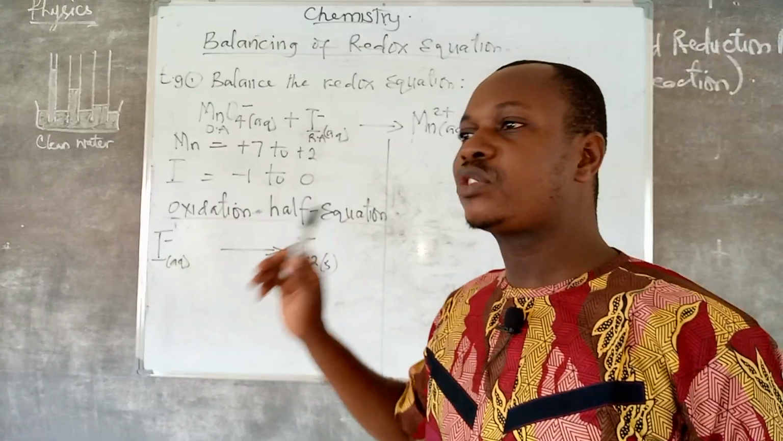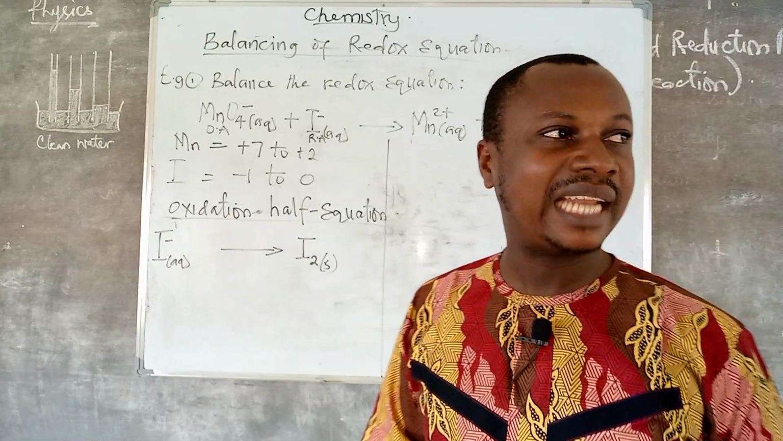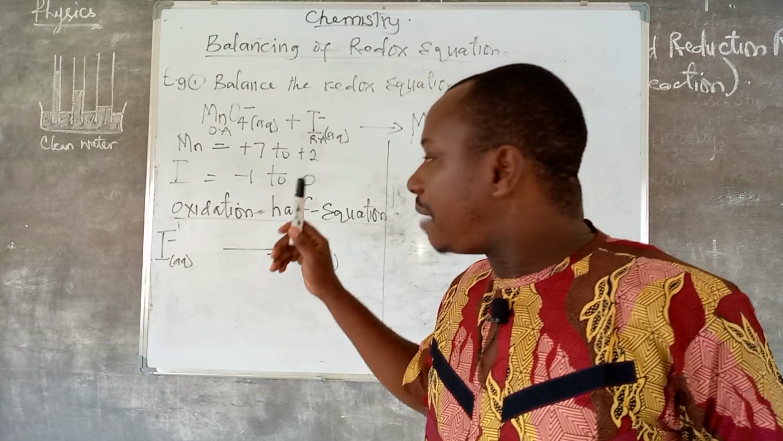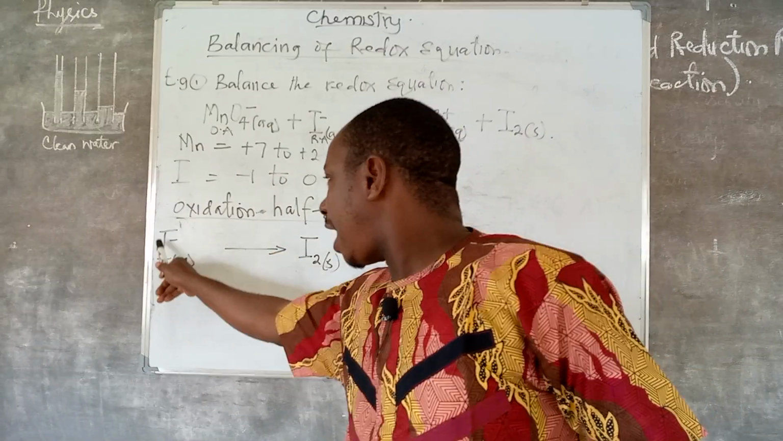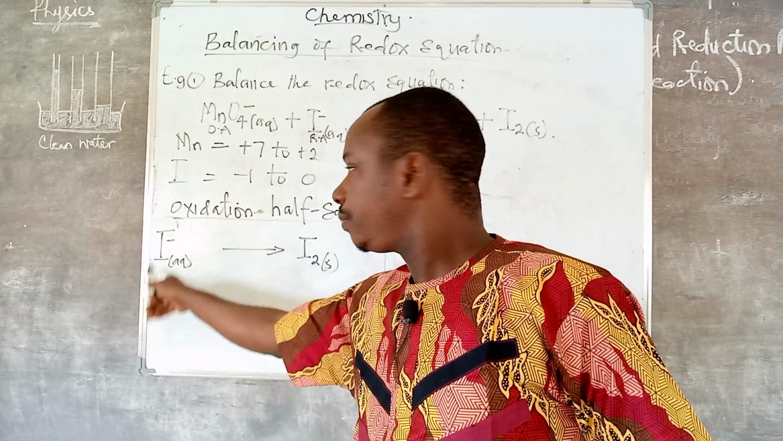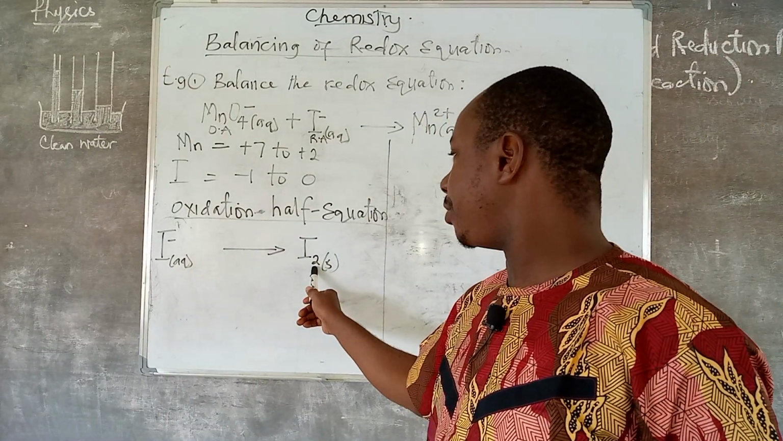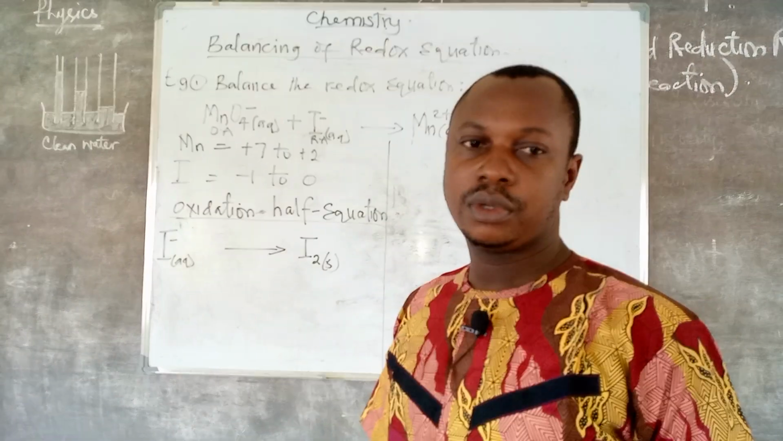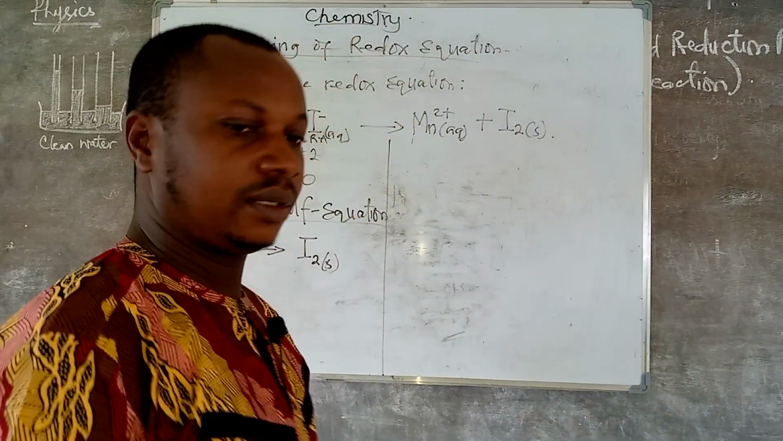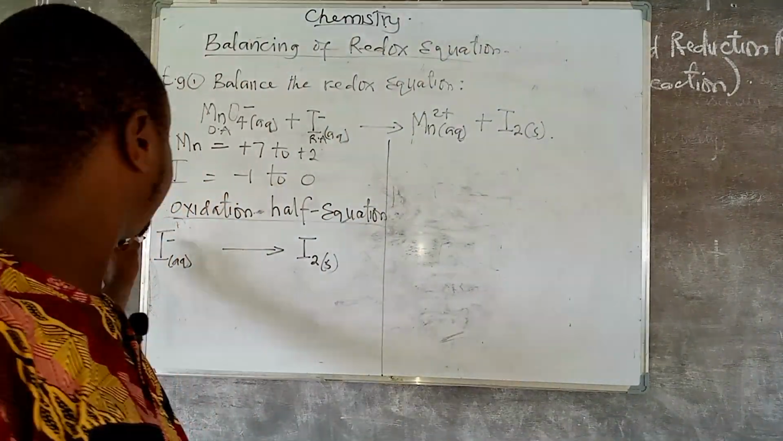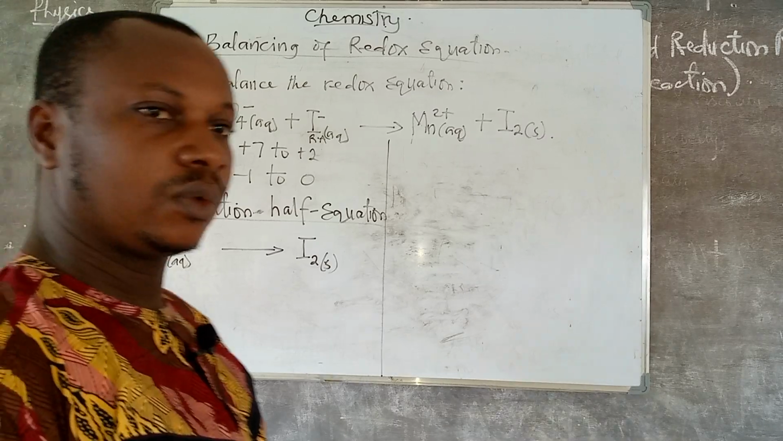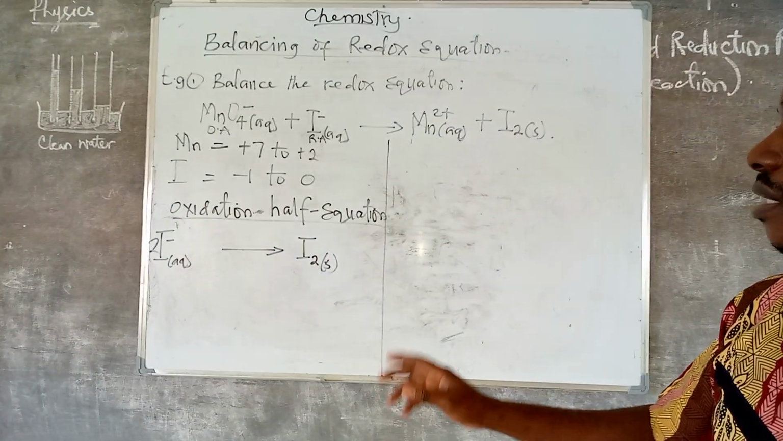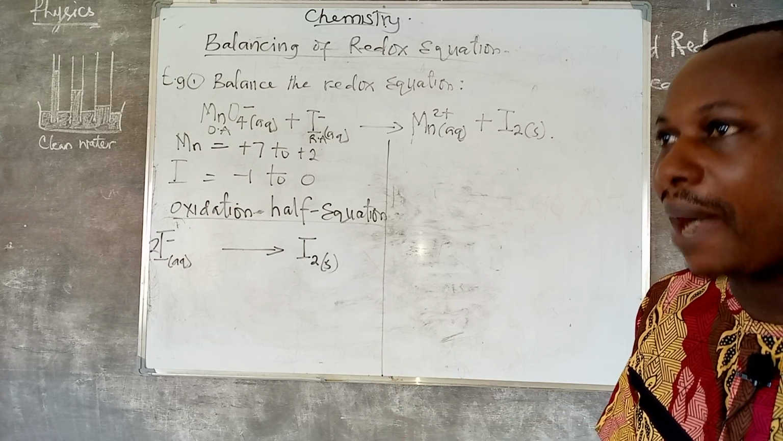We balance two things. Remember, number of atoms and now the number of charges. The number of atoms now, is it balanced? Let us check. Here is one iodine, but we have two iodine here. So what do we do? We put two here. We put two there. That means the number of atoms is now balanced.